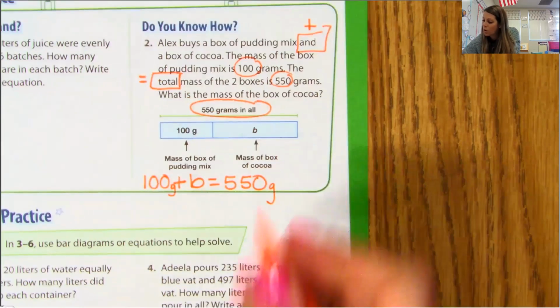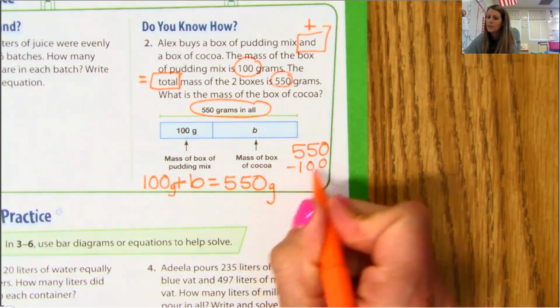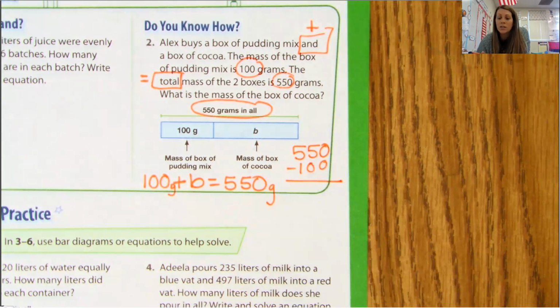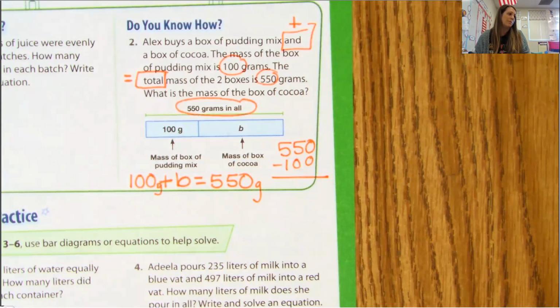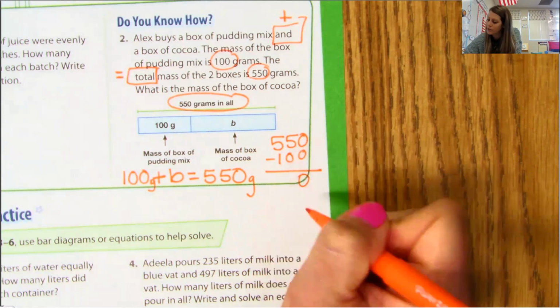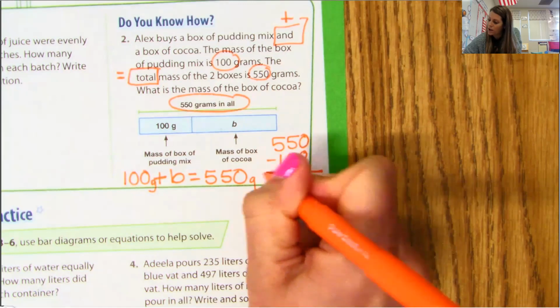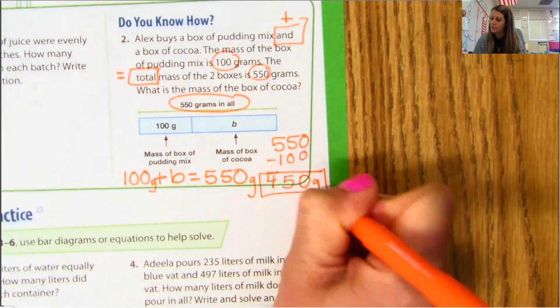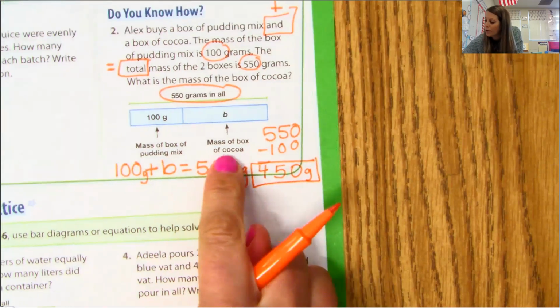Yes. So we want to always make sure we have our greatest number on top. And we are lining up our ones place, our tens place, and our hundreds place. Go ahead and solve that. What would the answer be? Okay, well, we know 0 minus 0 equals 0. 5 minus 0 equals 5. And 5 minus 1 equals 4. You should have gotten 450 grams. That is the mass of the what? Of the cocoa.